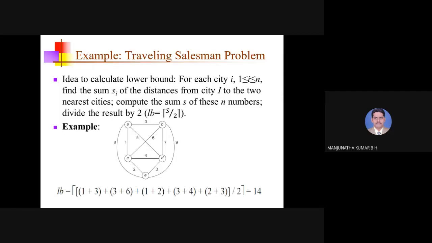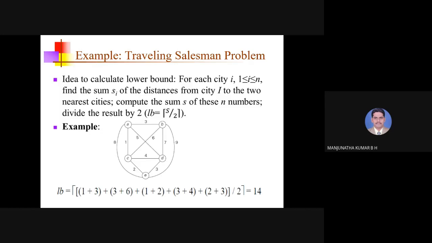The first term 1 plus 3 is with respect to A. Now let me explain how it is 1 plus 3. Observe the city A. For city A, what are the nearest vertices? The nearest vertices for city A are B and C. A to B, A to C. The A to C cost is 1. The next nearest vertex is B. Its cost is 3. So 1 plus 3.